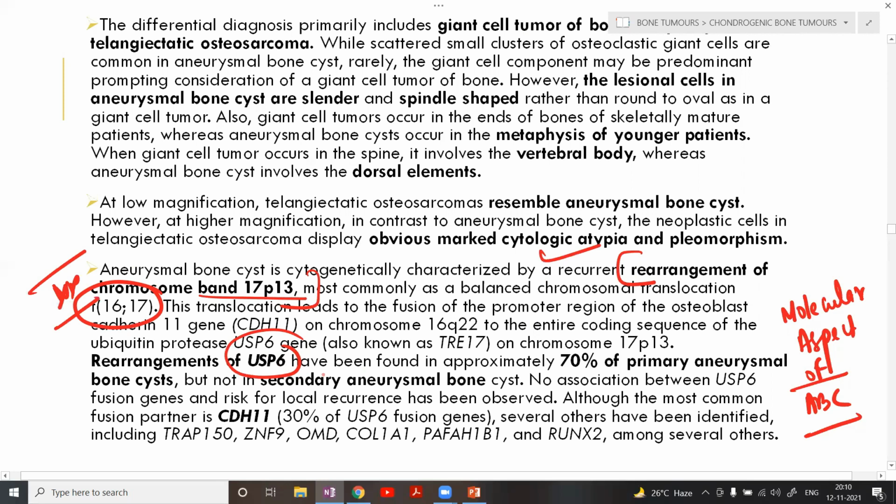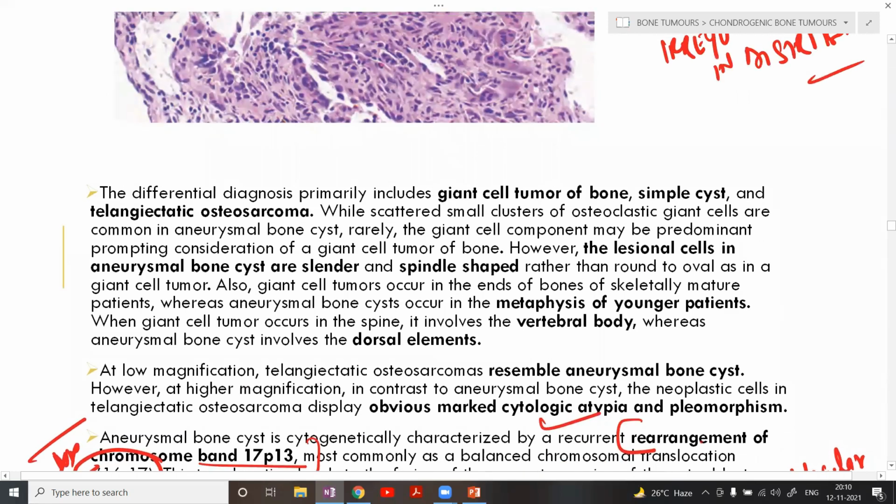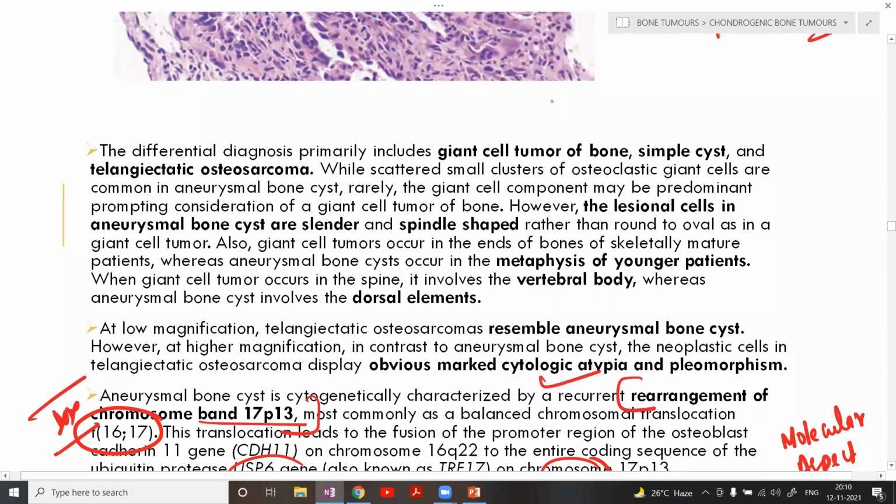Secondly, they have USP6 gene rearrangement, which is present in 70% of primary ABC, but it is not there in secondary ABC. Remember, this USP6 can have multiple partners, but the most important is CDH11, seen in 30% of USP6 fusion genes. Others are also there. You might or might not remember their names. So the differential diagnosis in case of ABC includes giant cell tumor, simple cyst, and telangiectatic osteosarcoma.